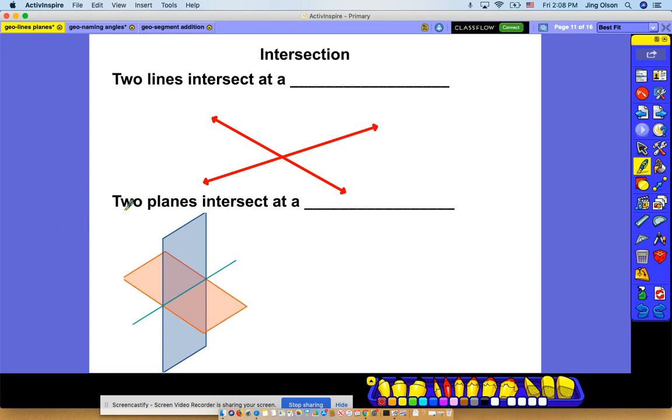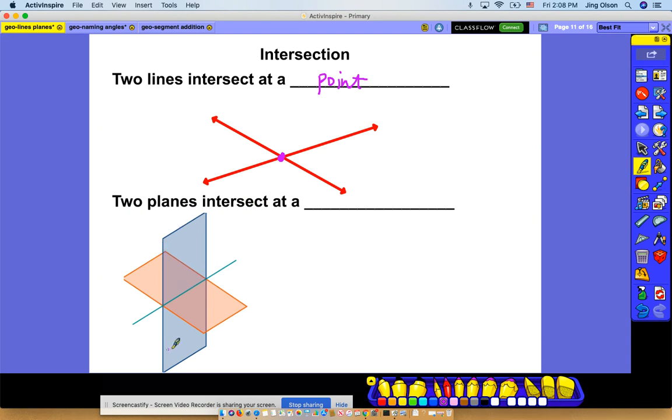Intersection. One thing we need to keep in mind is that if you intersect two lines, the intersection is a point. Okay, two lines intersect at a point. So it won't be two points. You can't have two lines intersect at two points if the lines are straight. So two planes intersect at what?